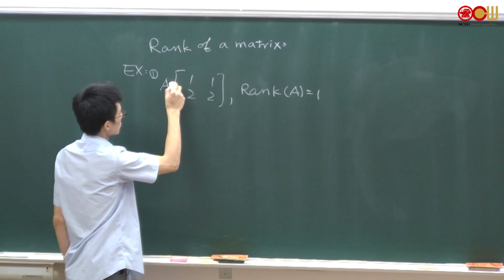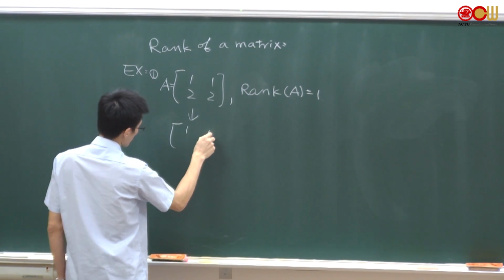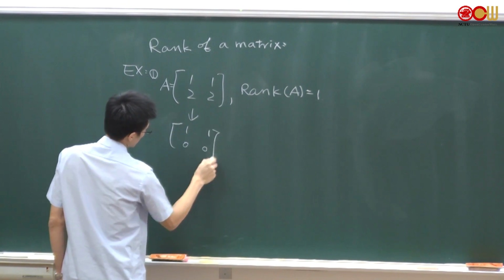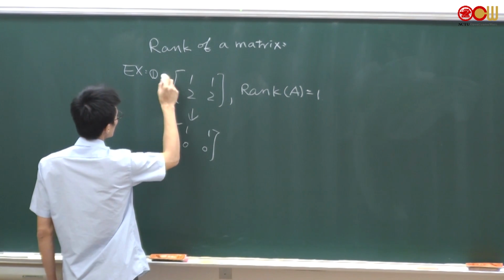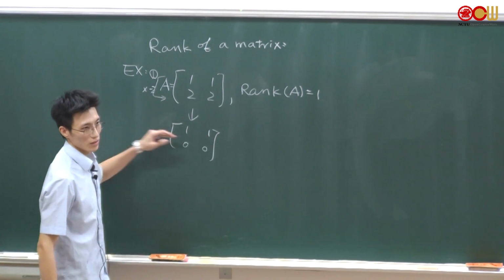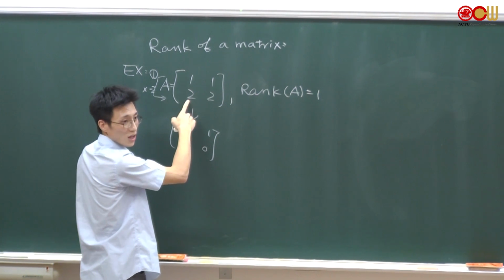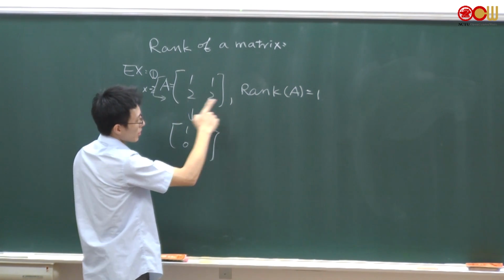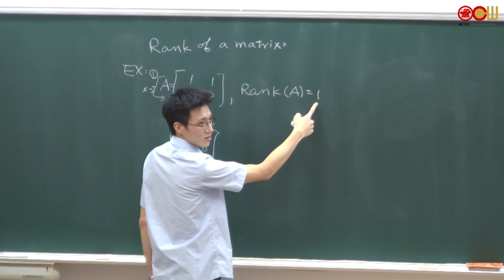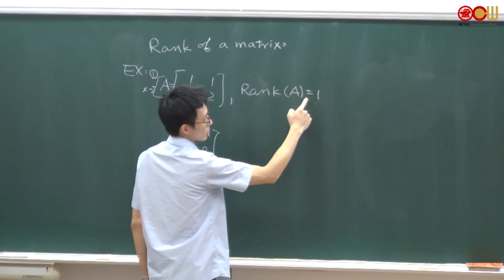Right? You can do Gaussian elimination. If you do Gaussian elimination, you will get this. So only one independent row. And because this matrix is 2 by 2, any rank below 2 will not be full rank. Full rank means this has to be 2.